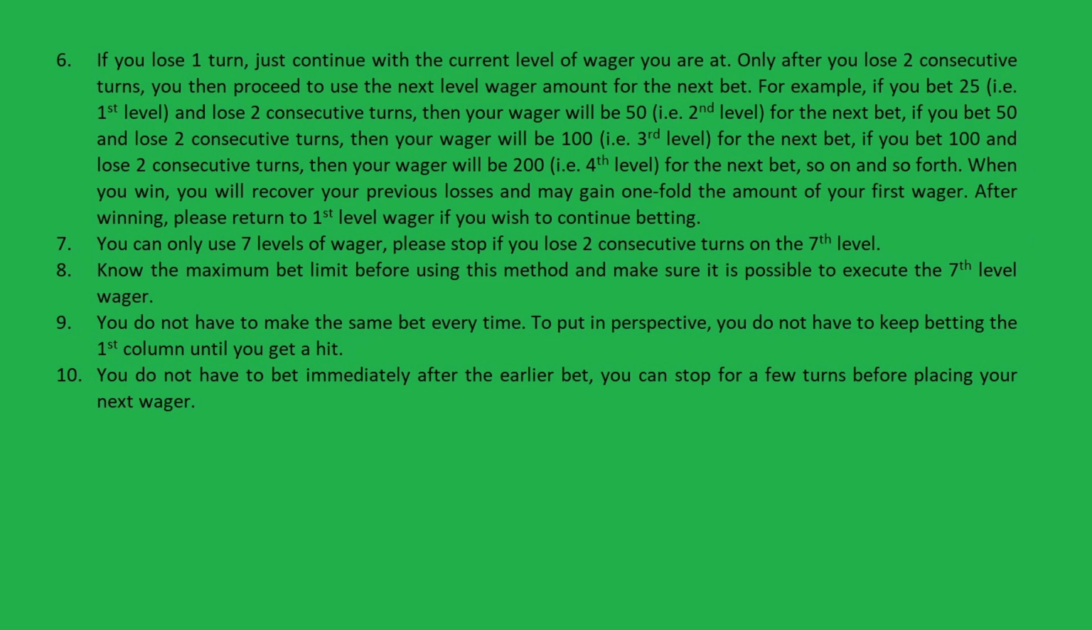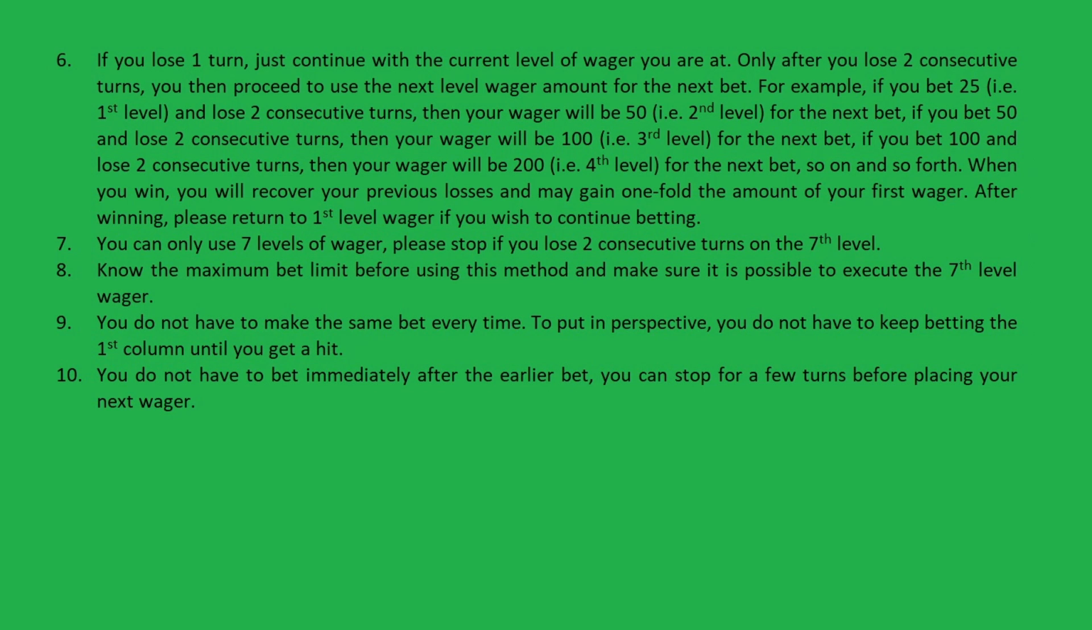For the next bet, if you bet 50 and lose 2 consecutive turns, then your wager will be 100, i.e. third level. For the next bet, if you bet 100 and lose 2 consecutive turns, then your wager will be 200, i.e. fourth level. For the next bet, so on and so forth. When you win, you will recover your previous losses and may gain 1/4 the amount of your first wager. After winning, please return to first level wager if you wish to continue betting.